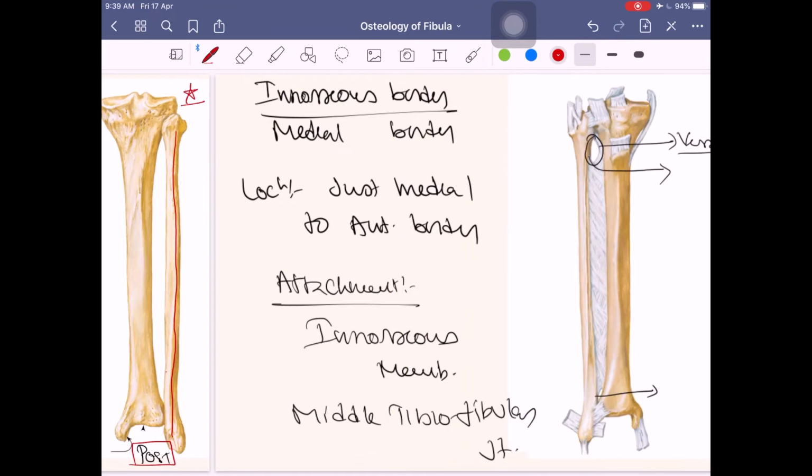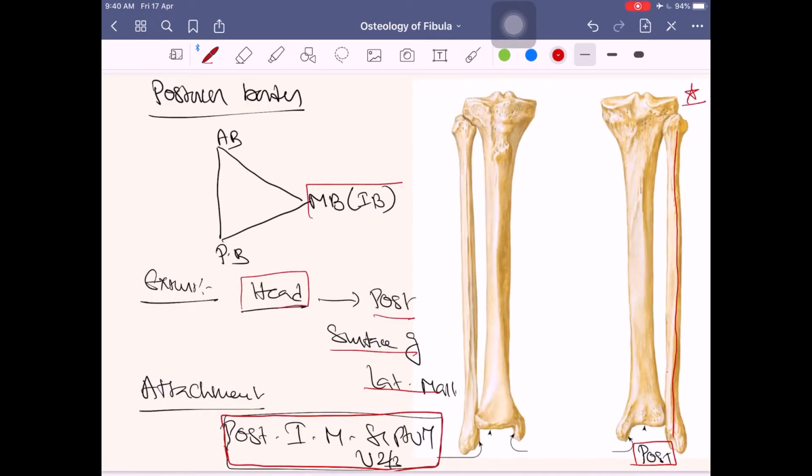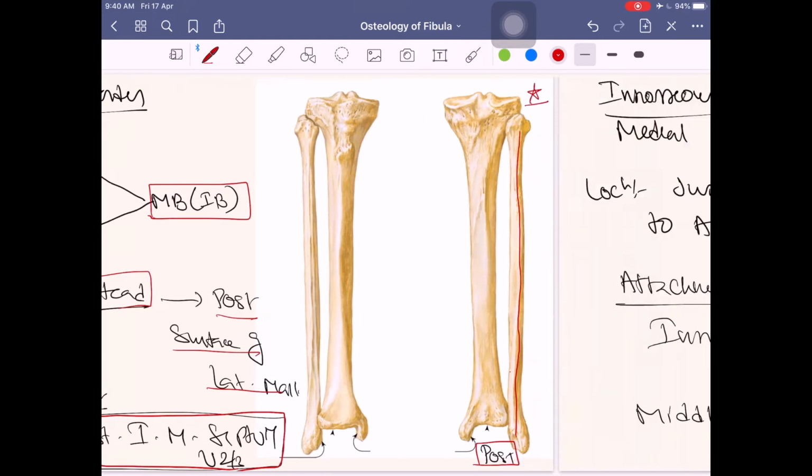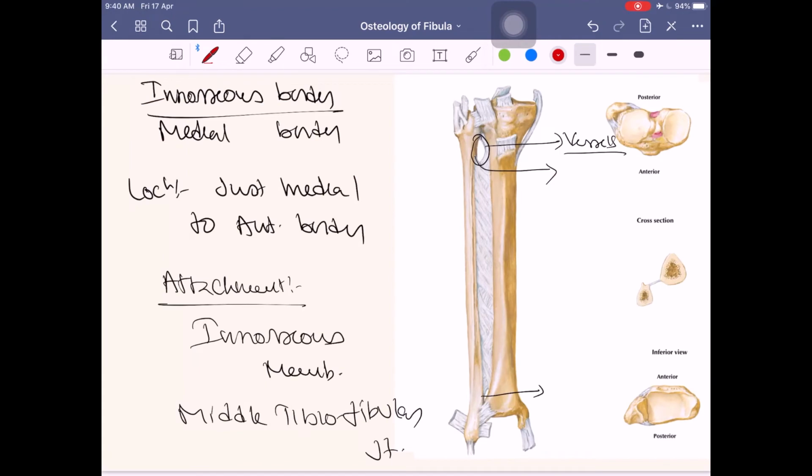If you see here in this picture, the interosseous border is also called the medial border. It is the sharpest of all the borders. Now if you take the fibula bone in your hand, you will realize that these borders are not so constant. They are spiral, they are twisted. So that is the reason it is very difficult to find them out. The only border you will be able to appreciate very well is the interosseous border or the medial border, because it is the sharpest border. Now the interosseous or medial border is just medial to your anterior border.